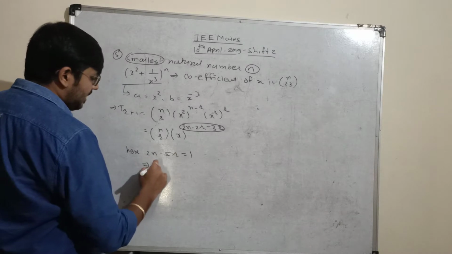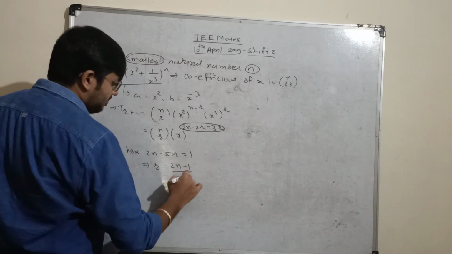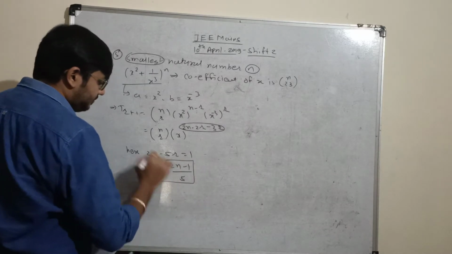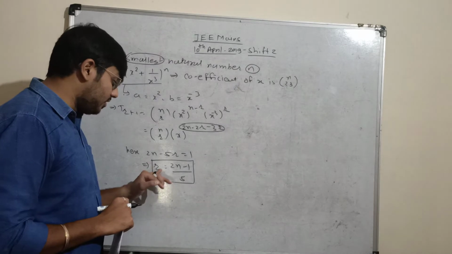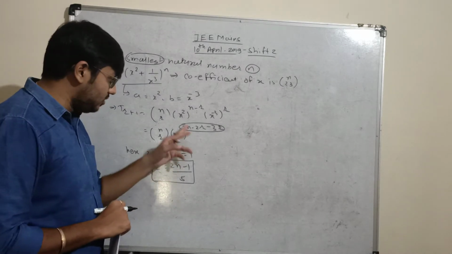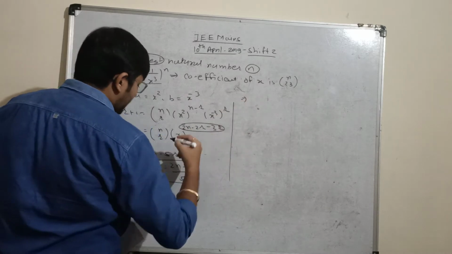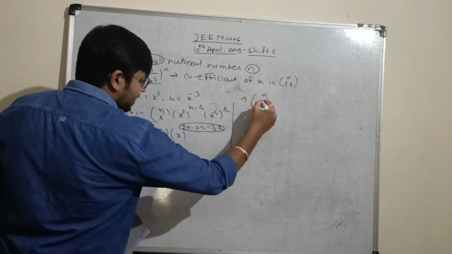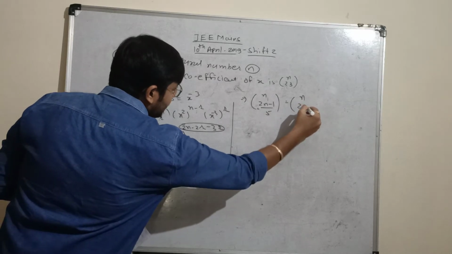So we'll get r as (2n minus 1) by 5. Right? So this will be the coefficient of x to the power 1 for this value of r. So for the same value, let's say nC(2n minus 1)/5 equals nC23.